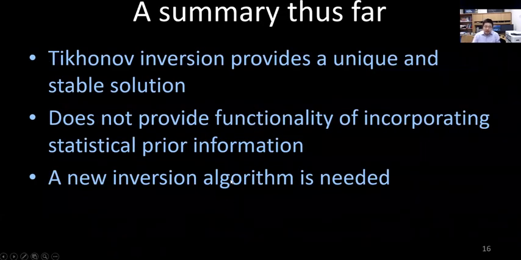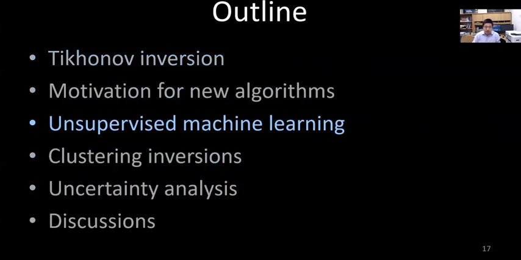So we think that we need to develop a new set of inversion algorithms that allow us to better make use of the a priori statistical information. So that's our motivation. And it turns out that machine learning can be very useful for that purpose. So next, I'm going to quickly talk about unsupervised machine learning and specifically clustering.